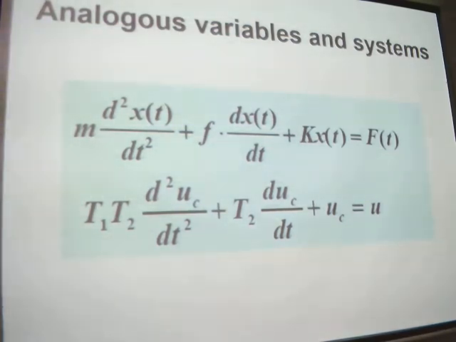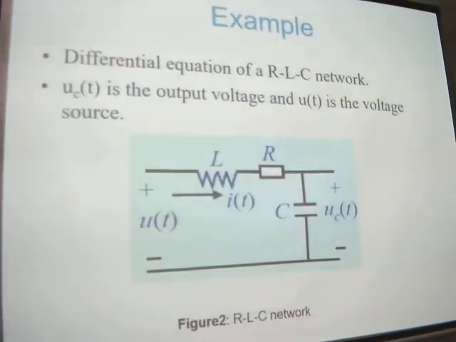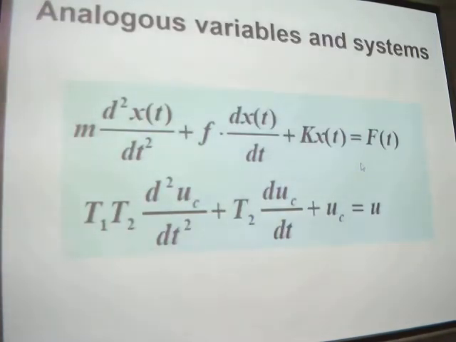How to solve this one? How to do this two? This one is for the spring mass damper system. And the second equation is for the RLC network. Now, the key important thing is how to know this equation.